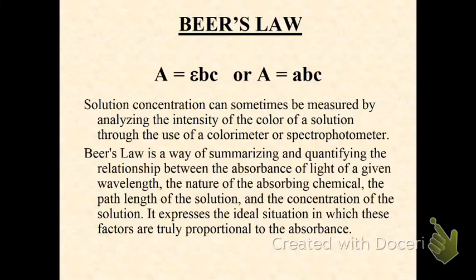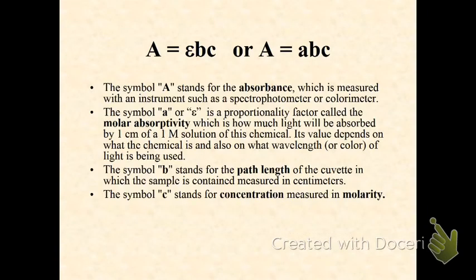But it's where we do the absorbance is equal to the concentration times the path length times that constant. The symbol A stands for absorbance. That funny looking epsilon, or the little a, is a proportionality factor for the molar absorptivity. b is the path length of the cuvette. Usually a standard cuvette is 1 centimeter. And then the c, of course, is concentration in molarity, which is moles per liter.